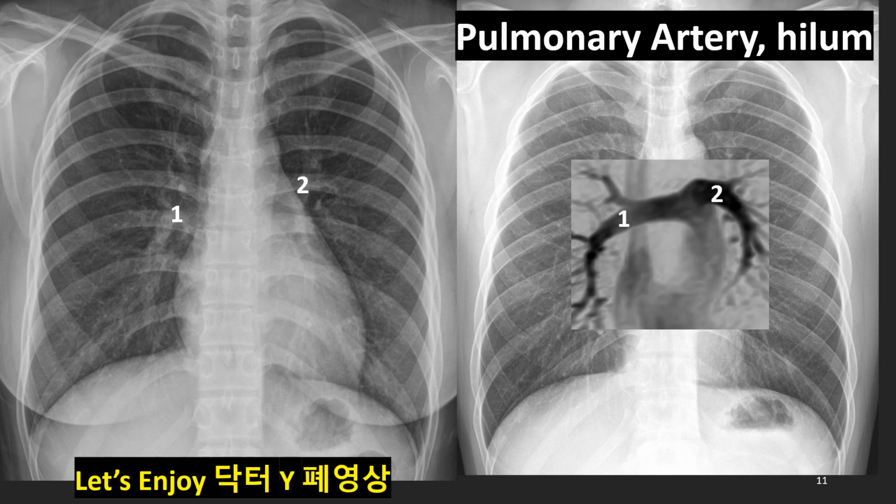Let's move to pulmonary arteries, maybe the hilum. On your right side, MR angiogram, we see the right, number 1, and left, number 2, pulmonary arteries. Normally, the left pulmonary artery is higher than the right pulmonary artery. That's why on the normal chest radiograph on your left side, the left hilum is higher than the right hilum. That means the left pulmonary artery is located higher than the right pulmonary artery.